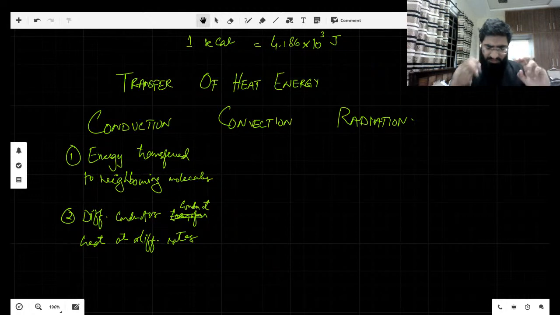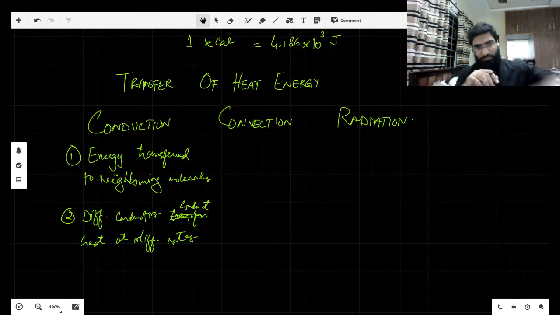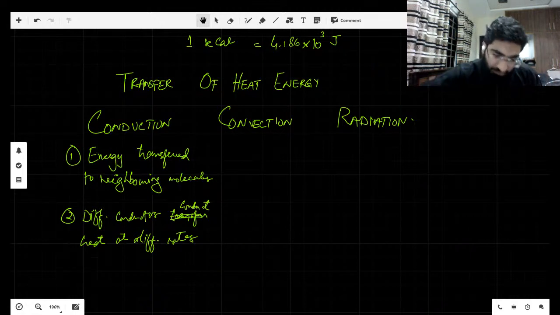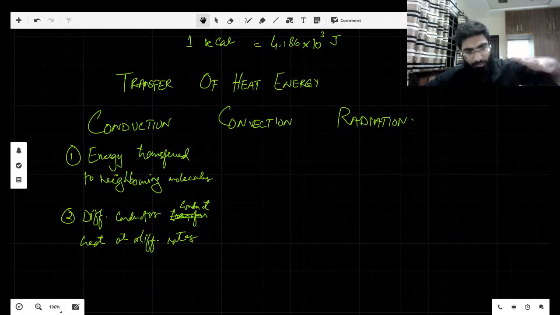Then the next method that we have is convection. Convection uses the principle of conduction plus the principle of pressure, for example. The way convection works is, if I've got air and I give heat to some molecules of air, they get heated up. Then the space between the molecules would increase, their density would decrease, and then they would be replaced by cooler and more dense air.